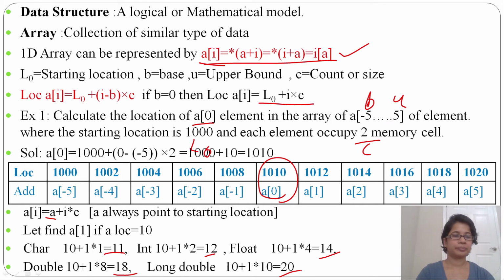So if A[0] is 10, then A[1] can vary according to the data type. I think you understood all these points.